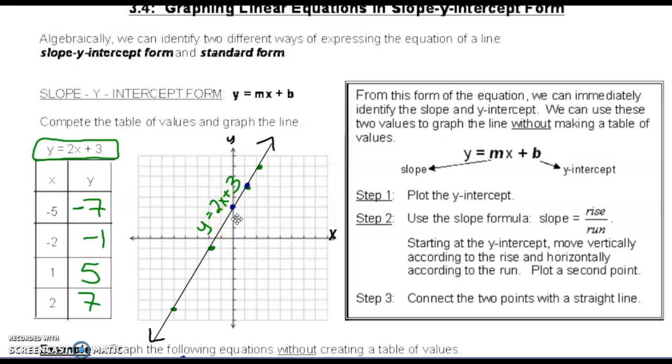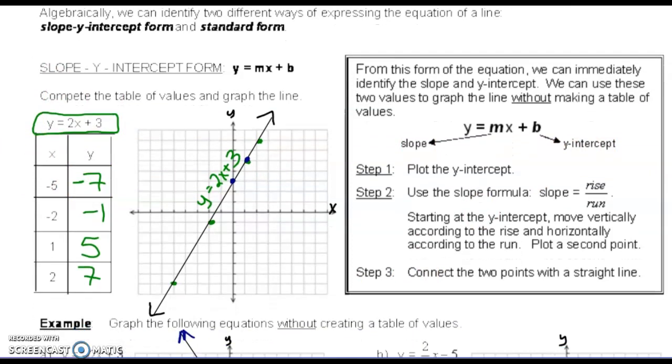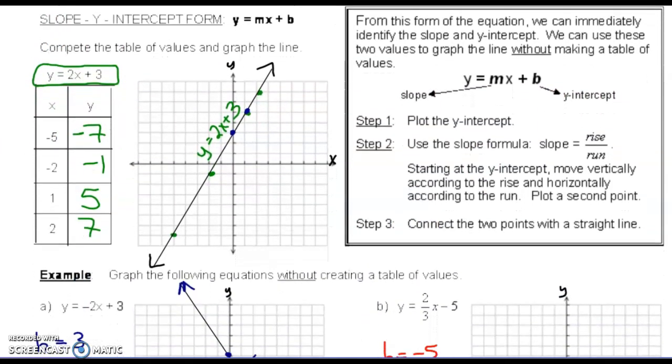Next, I look at my slope. My slope is 2. Well, I always want my slope expressed as a fraction. So 2 gets rewritten as 2 over 1. From the y-intercept, I move rise over run. So I move up 2, right 1, and I plot my point. Notice when I join my two blue points, they connect to be the exact same line as my green points. So, an easier method to graphing, to not have to create a table of values, would be to use my slope and my y-intercept. This works great when my equation is in slope y-intercept form.